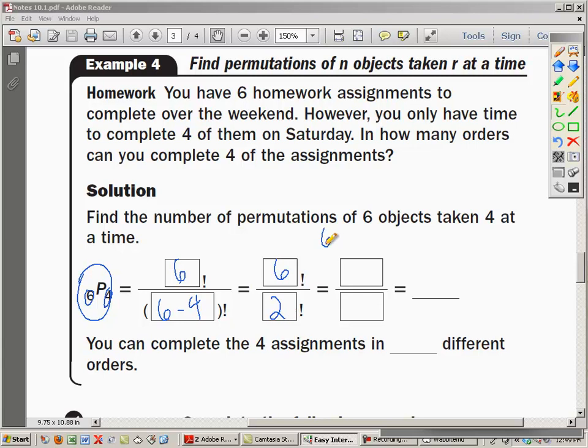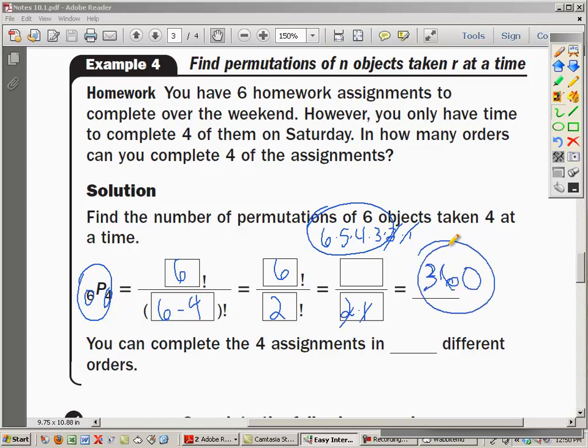Now remember, 6 factorial is 6 times 5 times 4 times 3 times 2 times 1, right? And 2 factorial is simply 2 times 1. So if you think about this being a fraction, okay, 1 cancels with 1, big deal. 2 cancels with 2. And this ends up being 6 times 5 times 4 times 3. And 6 times 5 times 4 times 3 ends up being 360. Okay, so there are 360 different ways that you can complete those assignments, all right? Maybe you did math, English, science, and social studies, but you skipped health and, I don't know, whatever your other classes are, okay?